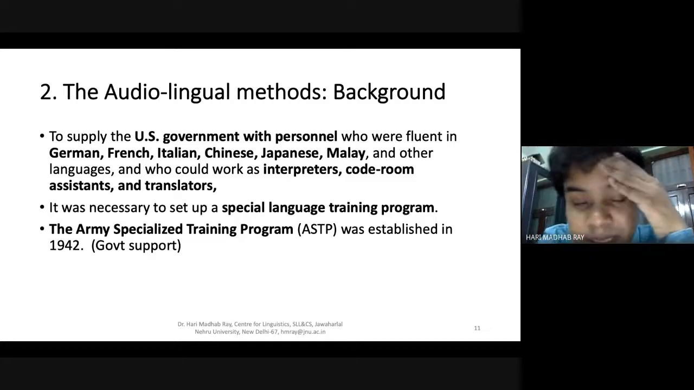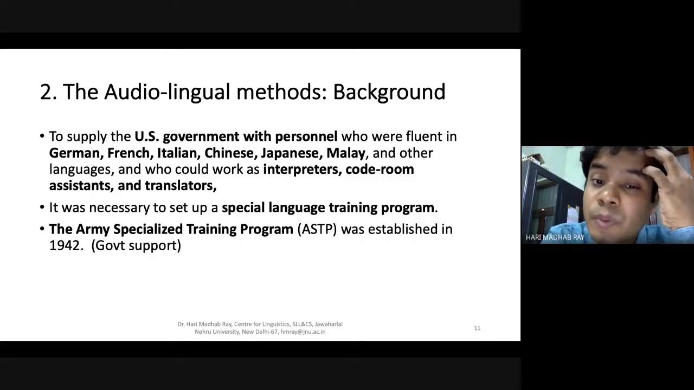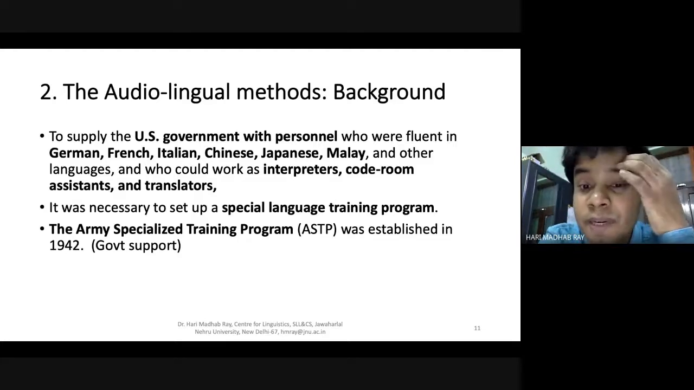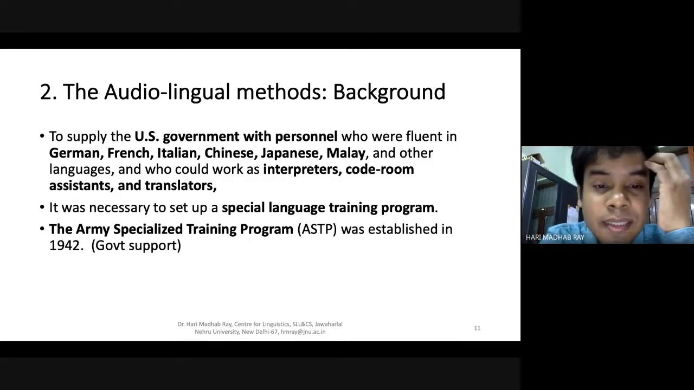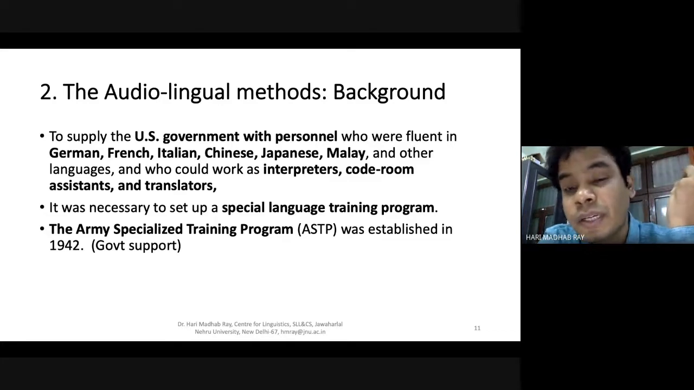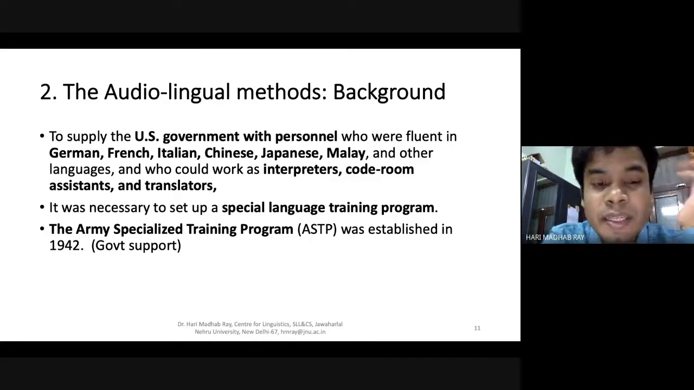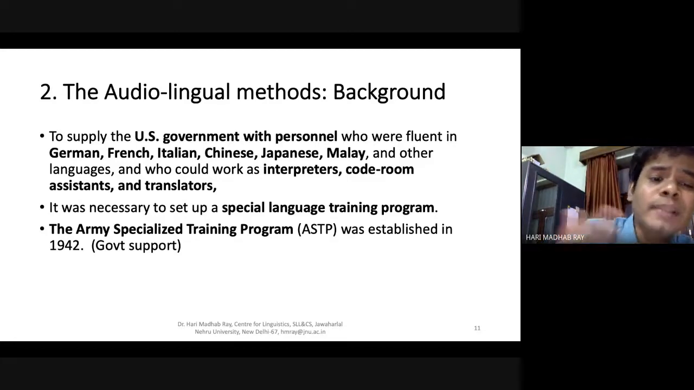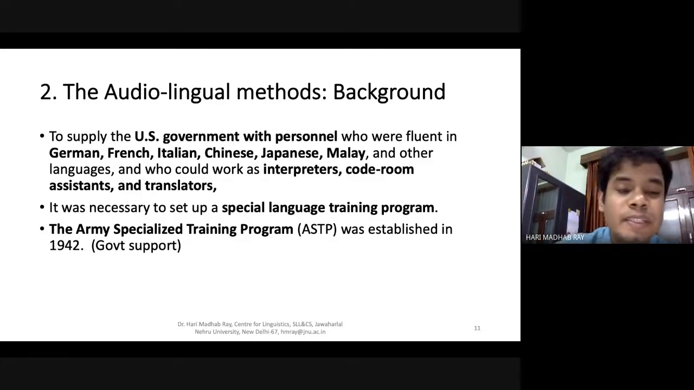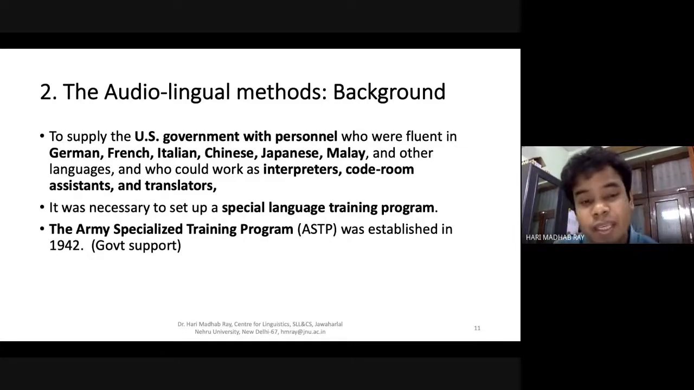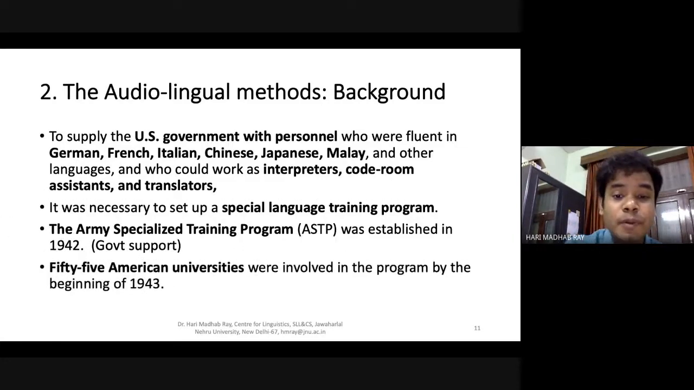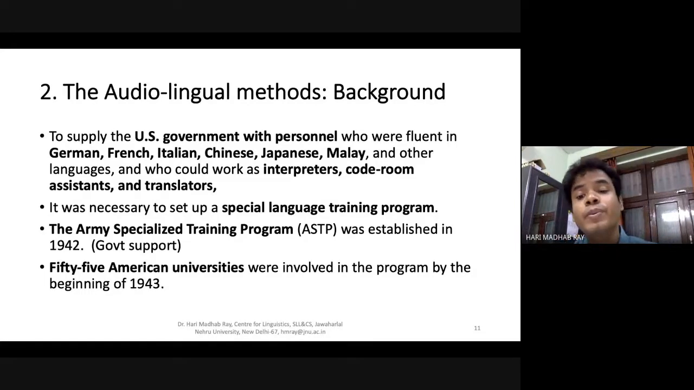And just simply telling you, the project Chomsky was working on, Syntactic Structures and other projects he was initially working on, was also funded by the US Army. So the whole thing, the Army Specialized Training Program, was established in 1942 with government support, you see. And what kind of training program? We're talking about the language training program here. At this time 55 American universities were involved in the program by the beginning of 1943. 55 American universities. Can you imagine?